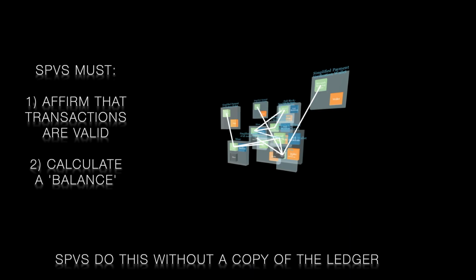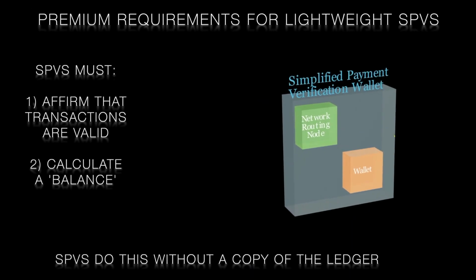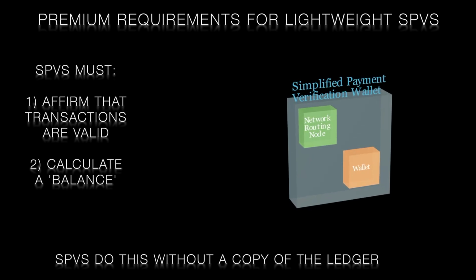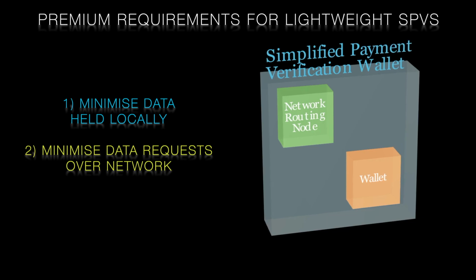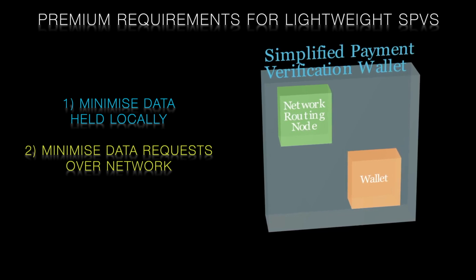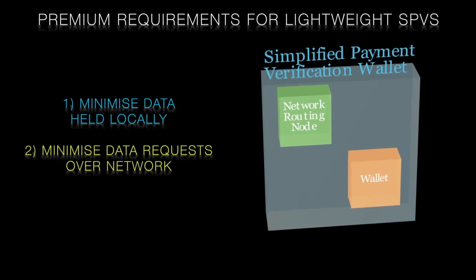How might they accomplish this without a full copy of the ledger and the entire UTXO set? As a lightweight node without large amounts of local storage, two things are at a premium. One, the amount of data held locally. Two, the amount of data broadcast over the network from full nodes to SPVs.